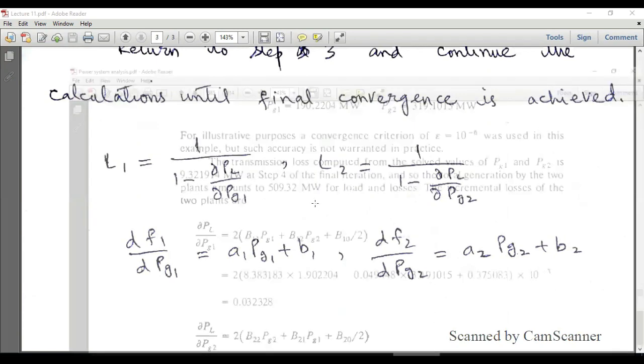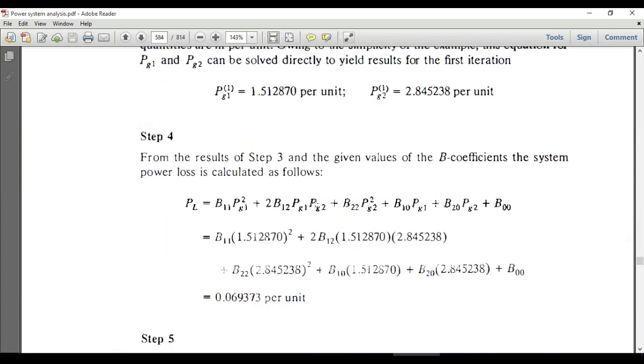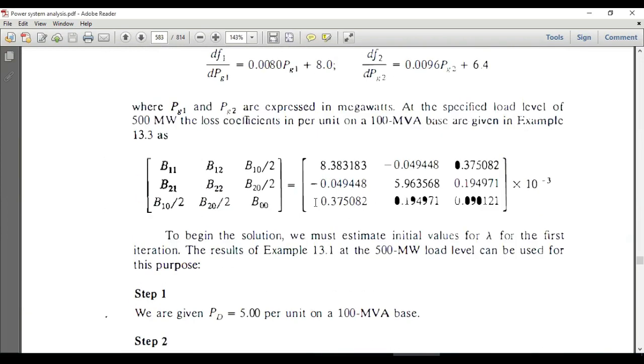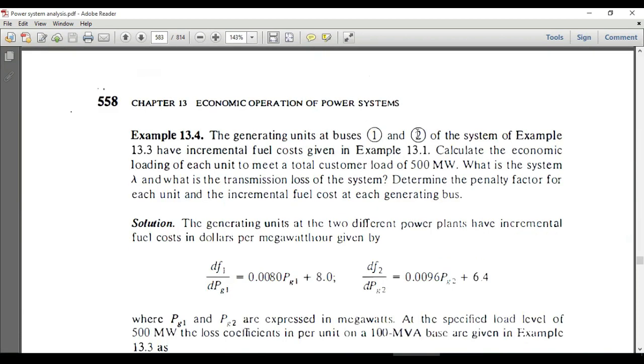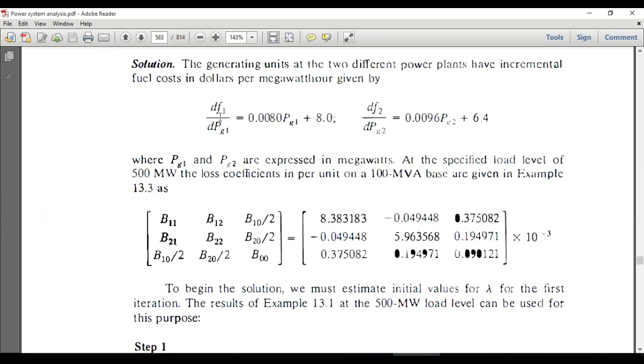Let's solve an example, and then we will check our result. In this example, we are given two generators connected at two buses, and the total load of the system is 500 megawatts. We have to evaluate the system lambda, the transmission loss of the system, penalty factors, and incremental fuel cost functions. These are the incremental fuel cost functions of the two generators. This is A1, B1, these are A2 and B2, this is PG1 and PG2. These are the B coefficients.